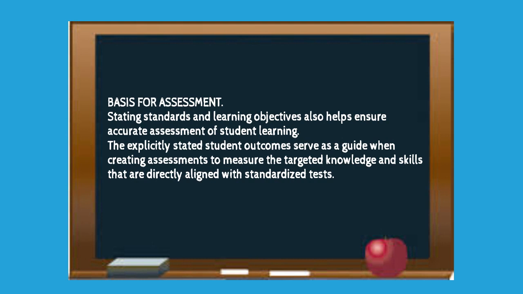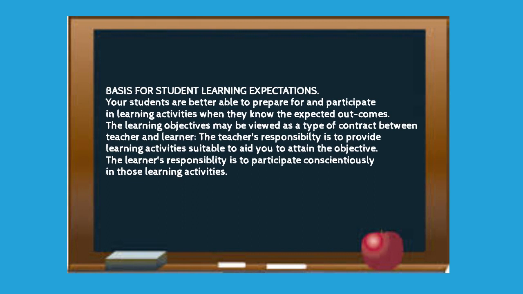Basis for assessment: stating standards and learning objectives also helps ensure accurate assessment of student learning. The explicitly stated student outcomes serve as a guide when creating assessments to measure the targeted knowledge and skills that are directly aligned with standardized tests. Basis for student learning expectations: your students are better able to prepare for and participate in learning activities when they know the expected outcomes. The learning objectives may be viewed as a type of contract between teacher and learner. The teacher's responsibility is to provide learning activities suitable to aid you to attain the objective. The learner's responsibility is to participate conscientiously in those learning activities.